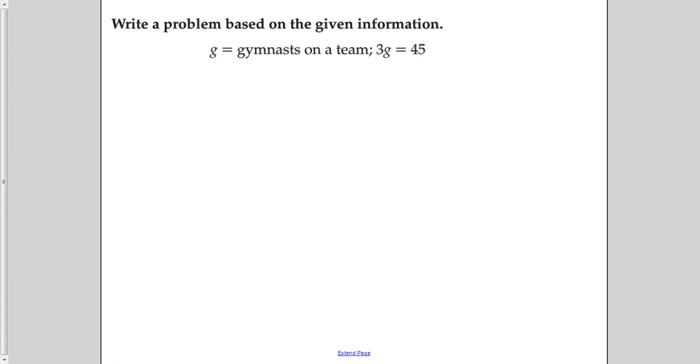Write a problem based on the given information. So in this case, they give us the variable, and then they give us a situation where they're using the variable. And so G is the number of gymnasts on a team, and 3G equals 45 is the situation that we have to come up with a verbal description for. So there are an infinite number of varied ways to do this. I'm going to choose to consider the following.